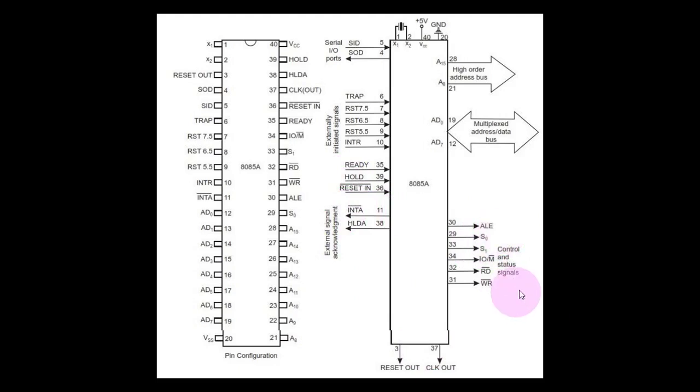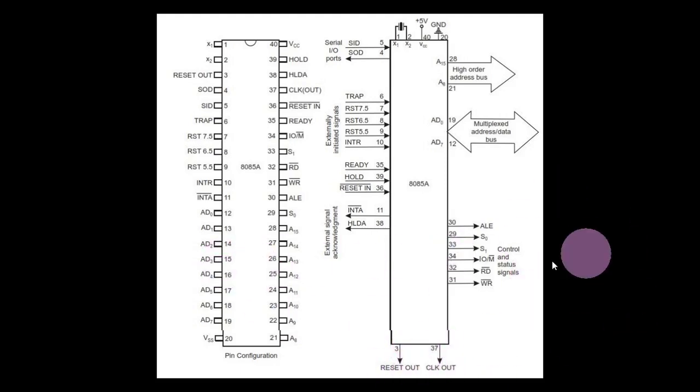So these are also grouped for acknowledgement. And you have got these control and status signals. So address latch enable, status bits, and input output, read, write, memory. So that is all what we call control and status signals. And for reset out and clock output, you have got these two pins.